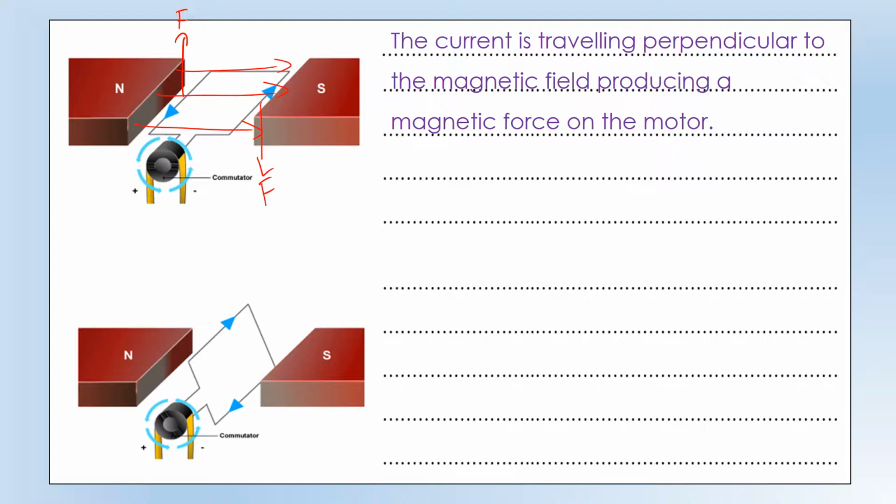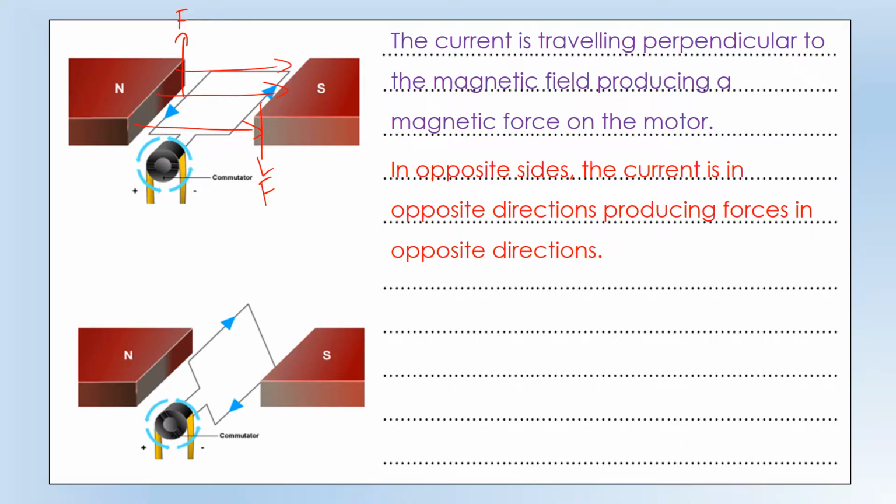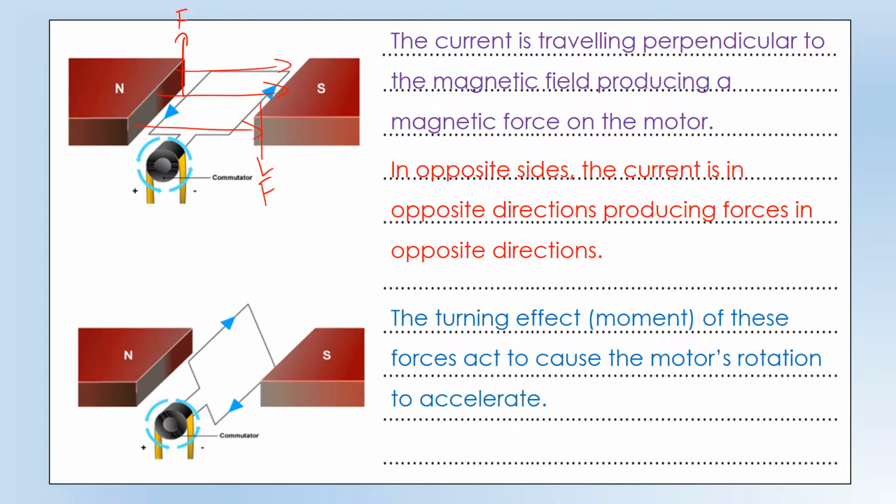So why do we get a force? Well, we've got a current traveling perpendicular to the magnetic field. So that's why we've got a force. And on opposite sides, the current is in opposite directions, so we produce forces in opposite directions, and that's what we can see here. So the turning effect, or the moment of these forces, acts to cause the motor's rotation to accelerate. So if it's stationary to start with, it's going to rotate faster and faster until it reaches a terminal rotation speed, if you like. So that's what's going on with our motor as a general idea. It's essentially a moments type problem.